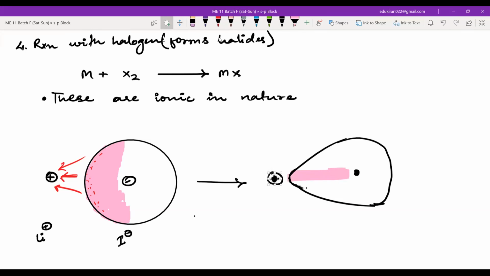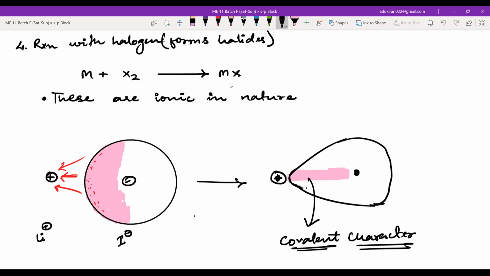Now, whenever you have this type of case where there is some distortion, and due to that distortion there are electrons between those ions, we are developing some covalent character inside an ionic bond. This is covalent character.